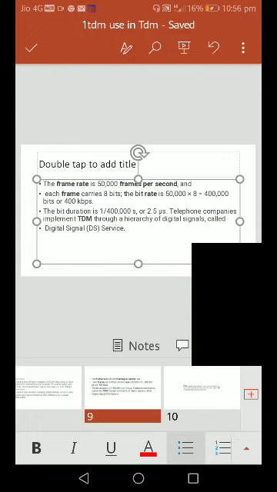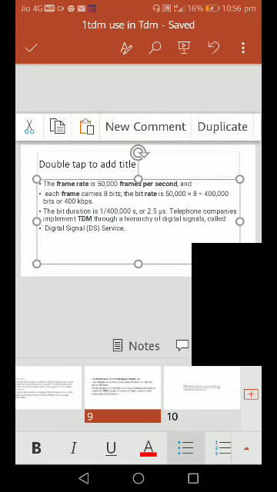Then what is the time duration? You can calculate it as 1 by the bit rate, or 1 by the frame duration. The time for transmission of each bit is simply calculated as 1 by the frame rate.